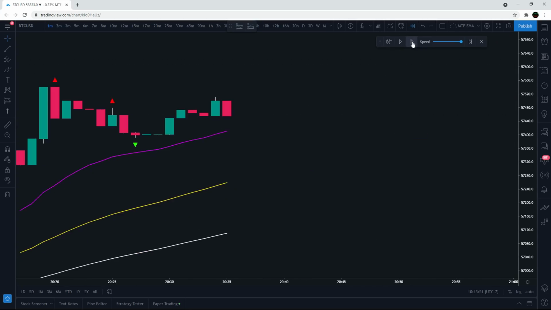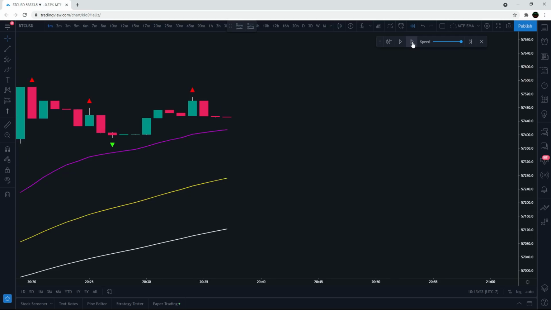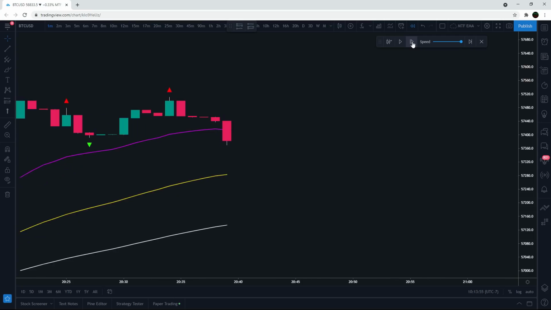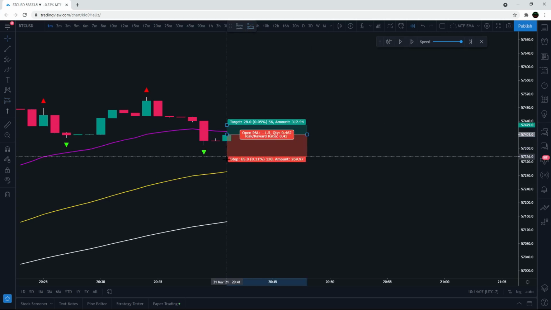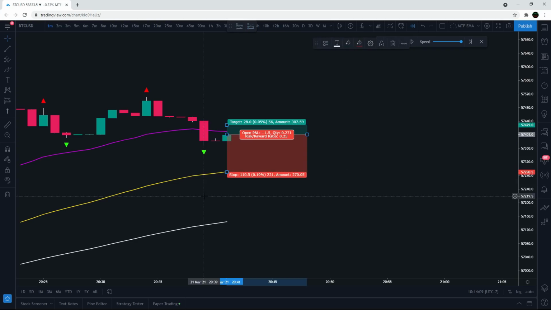So first we're waiting for the pullback into the exponential moving averages. We get that, and now we need to see the Williams fractal indicator print an arrow. Now that we have the full setup, we can take a long position here and place our stop loss below the 50-period exponential moving average.